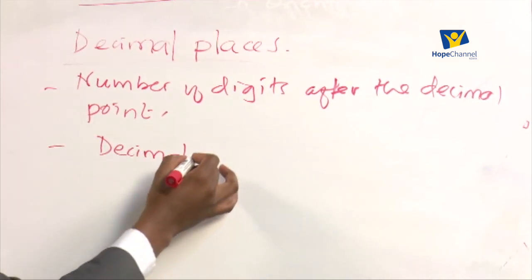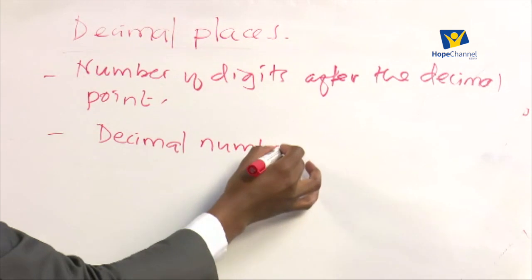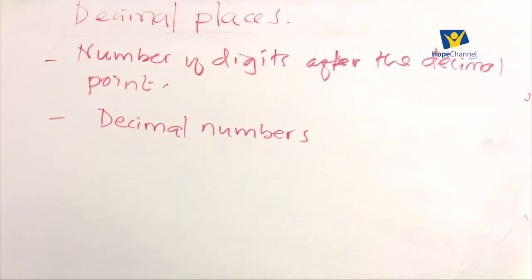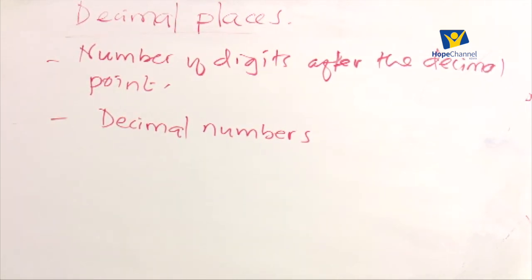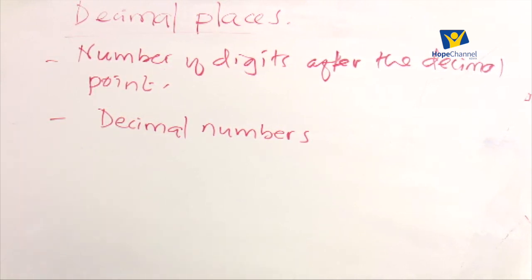You know, numbers can be categorized into different ways. We can have whole numbers, decimal numbers, fractional numbers, etc. So here we are strictly talking of the decimal numbers, and the number of decimal places is the number of digits after the decimal point.